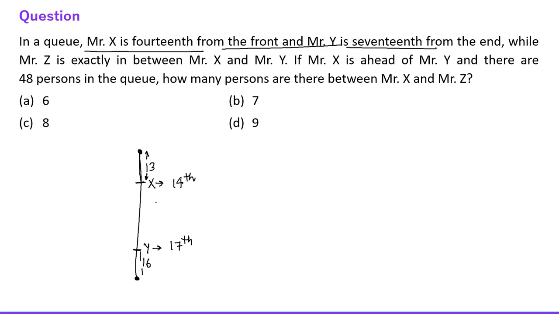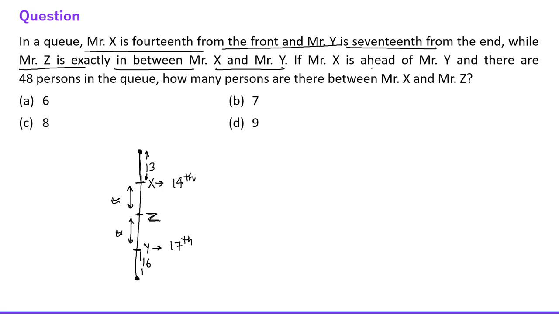Okay, fine. And now, Mr. Z is exactly between X and Y. Exactly between means what? The number of candidates before Z and after Z are equal, right? Same number of candidates are here and here, because Mr. Z is exactly between X and Y, right? Mr. X is ahead of Mr. Y. Okay. And there are 48 persons in the queue.